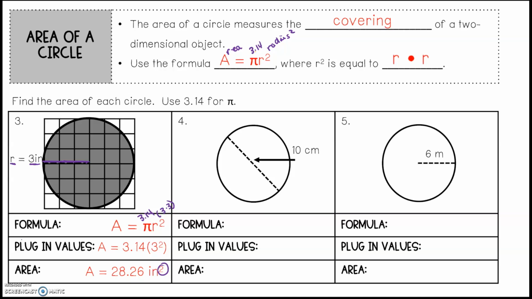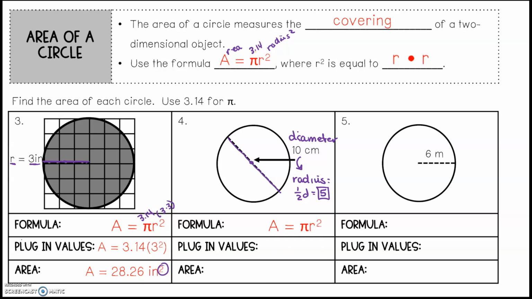Number 4, since the line goes all the way across the circle from edge to edge and through the center, this is a diameter. But I need the radius to use for the area of a circle. Radius is just half the diameter. So half of 10 is 5. So my radius is 5.